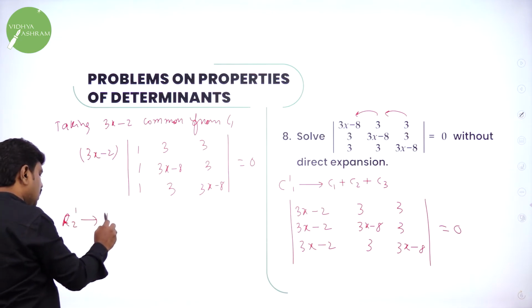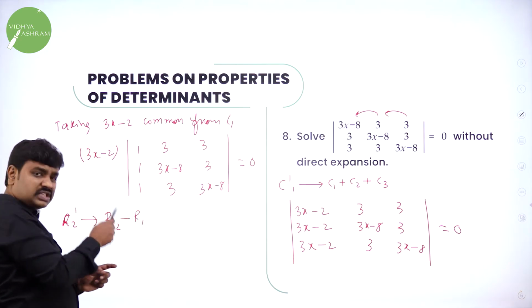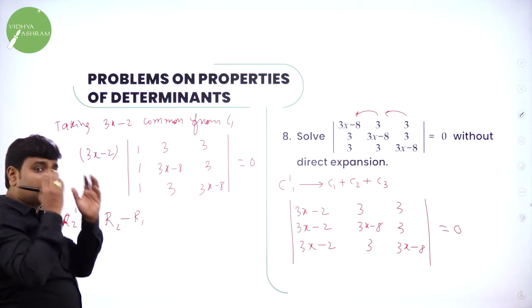Like the last problem, R2 dash is R2 minus R1. I'll always use the same row transformation so that you can remember.